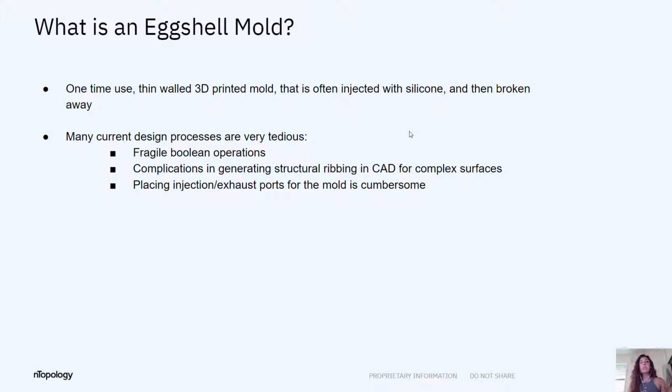Lastly, you need injection and exhaust ports for the mold. You need a place to inject the silicone, and also exhaust ports for getting rid of the fumes or other applications there. The location of those ports sometimes changes depending on what kind of mold you have. So that kind of control for the designer to place those ports and essentially cut those portholes out from the mold is really important. So I'll show how that's done within nTopology.